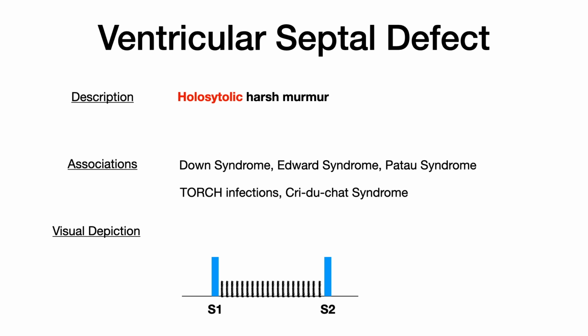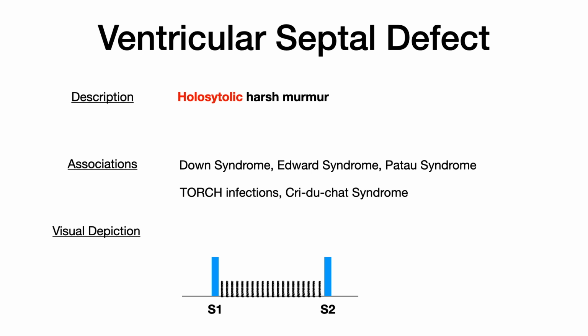And if we just jump ahead and look at that visual depiction of the wave amplitude of this murmur, you can see that this looks almost identical to tricuspid and mitral regurgitation. And that's because just like those other murmurs that we've already talked about, this is also holosystolic. The associations with ventricular septal defects are a lot of your genetic abnormalities. So we're talking about Down syndrome, Edwards syndrome, and Patau syndrome.